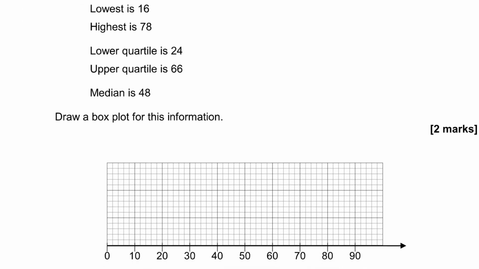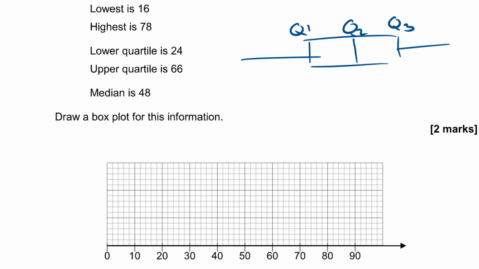Okay, well, that's all very easy. We're going to have a box in the middle. This would be Q1, the lower quartile. This would be Q3, the upper quartile. And Q2 is the median in the middle. And we're going to have whiskers going out to our lowest and our highest value. Okay, that's what it's going to look like.